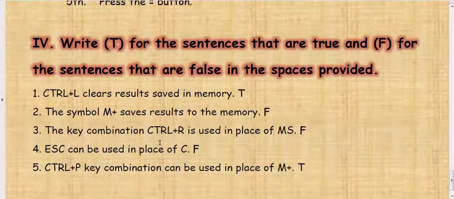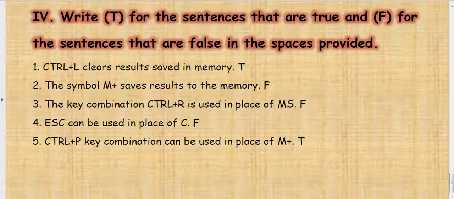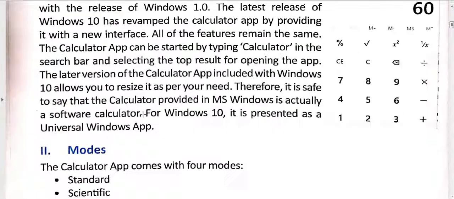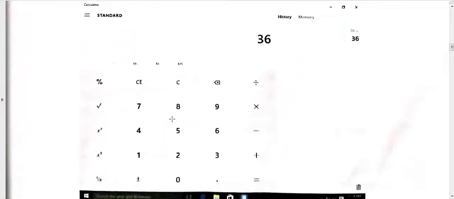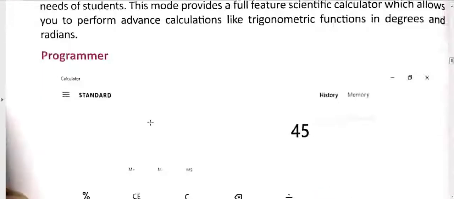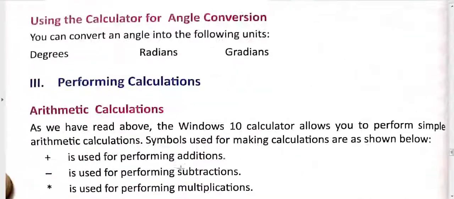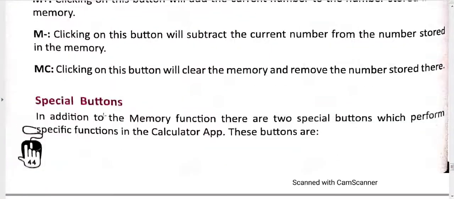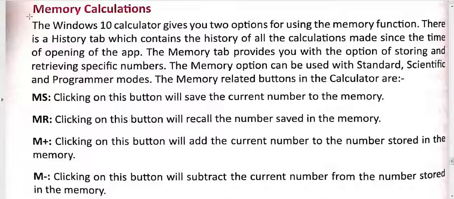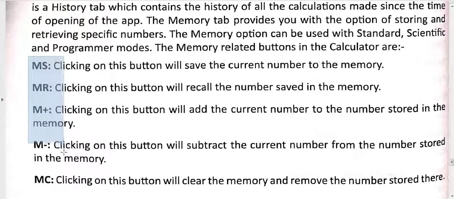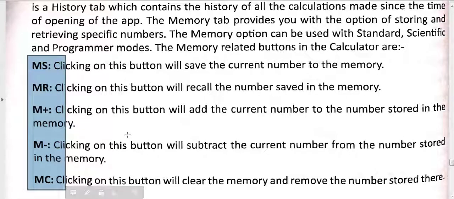So we have completed this chapter now, chapter 4 calculator. We have discussed some very interesting topics in this chapter, like the memory calculation part given in page number 44, this memory calculation. The use of all these memory related buttons we have discussed using examples. So students, practice at your home as much as you can, because self practice is very necessary in computer to understand any topic in better way.